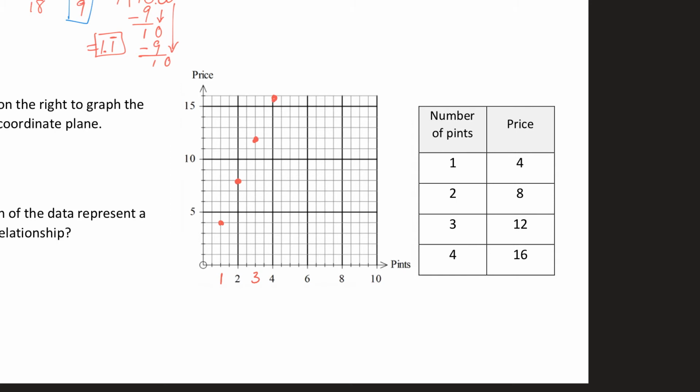And I'm going to try to make a nice straight line here. Let's see how I can do this. Like that, I think.